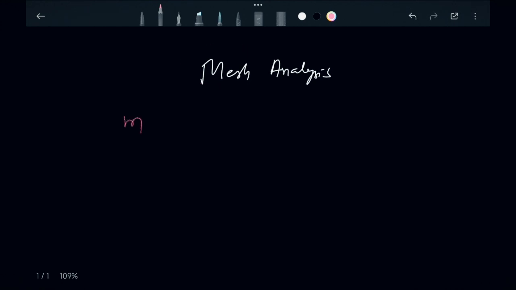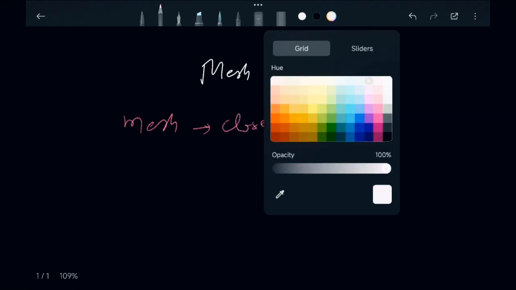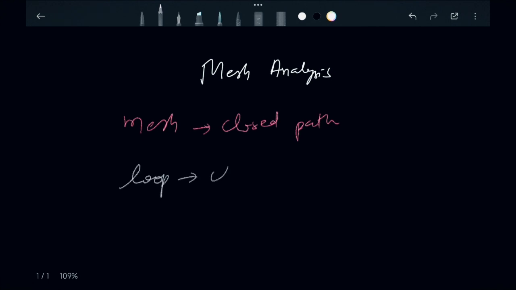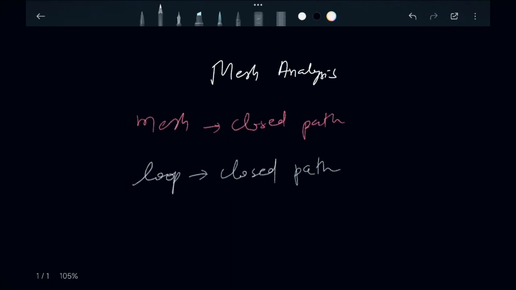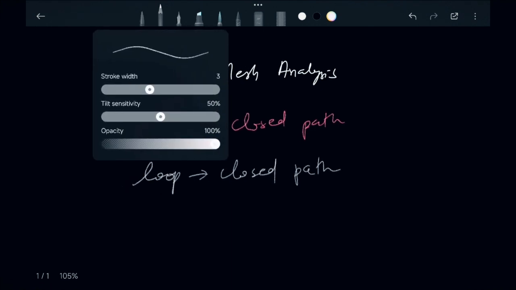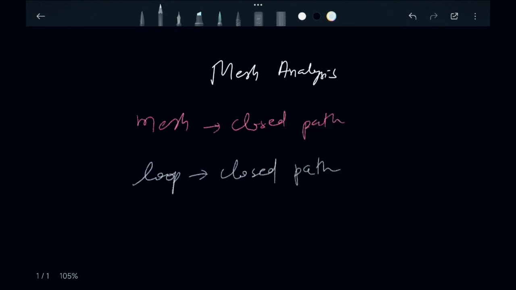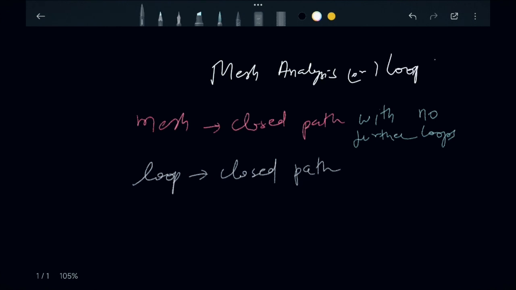See, mesh obviously is a closed path. Then what about loop, sir? Loop is also a closed path. If both of them are called by the same name, then what is the difference, sir? See, understand properly. Mesh is a closed path with no further loops. But loop is just a closed path. Okay, that is the main difference. So that's why in some books we'll mention mesh analysis or loop analysis.